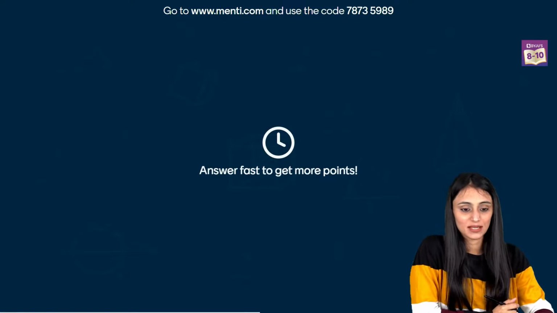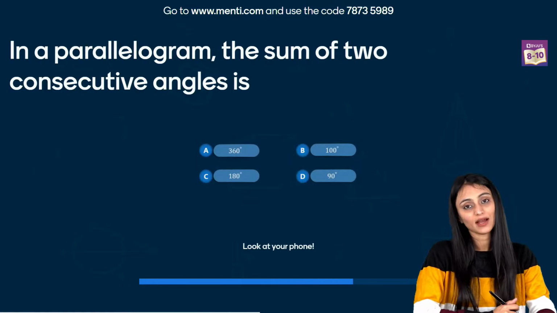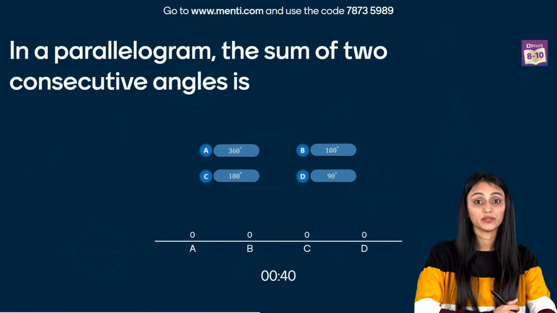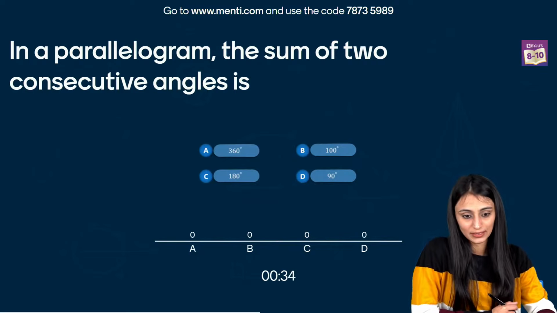So we have question number 7 now. In a parallelogram, the sum of two consecutive angles is, 4 options you have here. Make a figure and you have to find out the sum of consecutive angles. Yes, Dev Goel. Wait for another few minutes. I'll show you the leaderboard.